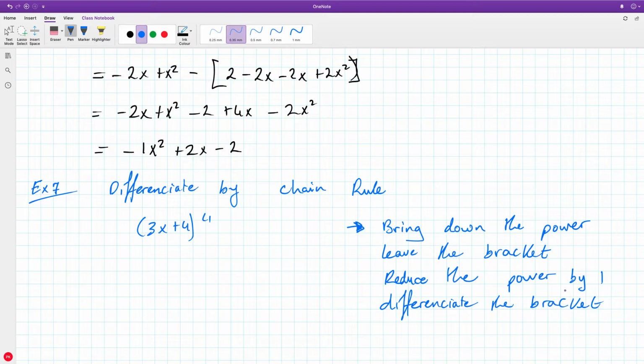I've looked at that rule in the logbook about 4 or 5 times and I keep messing up every time I do it. That's the easiest way to differentiate by the chain rule. Bring down the power, leave the bracket, reduce the power by 1, differentiate the bracket.